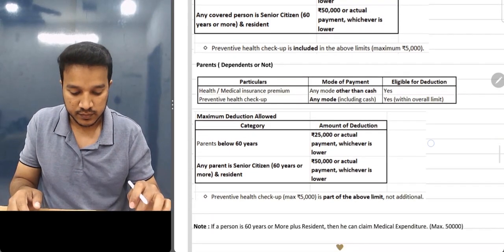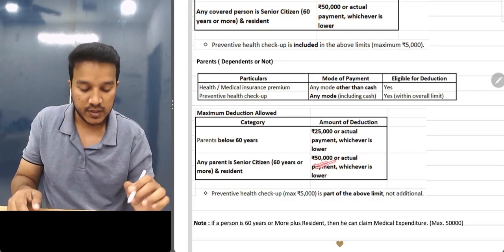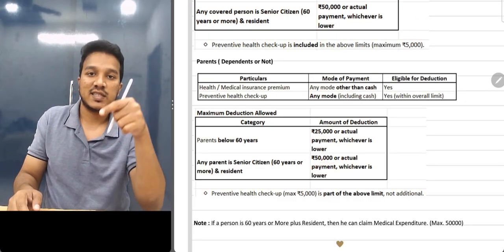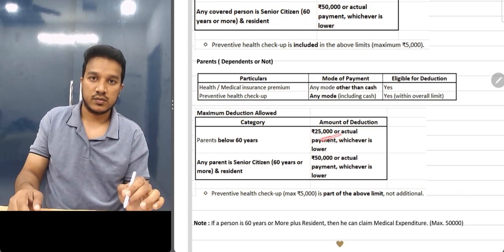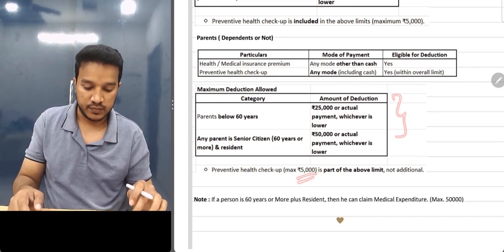Eligible deduction, yes. यहाँ पे भी if your parents' age is more than 60, the maximum deduction is 50,000. If your parents' age is less than 60, the maximum deduction is 25,000. Preventive health checkup is also included in the above.